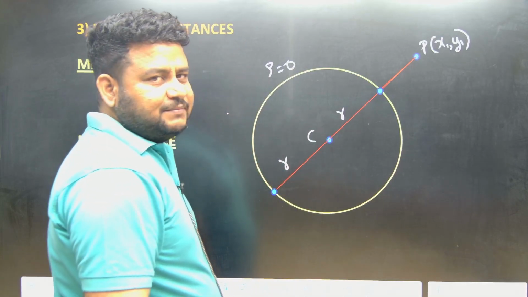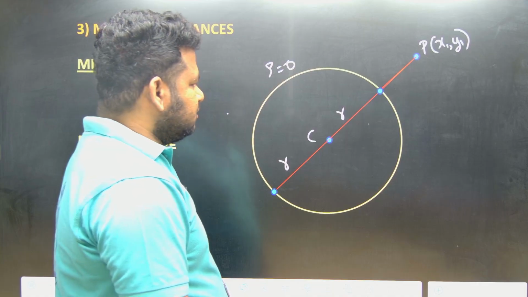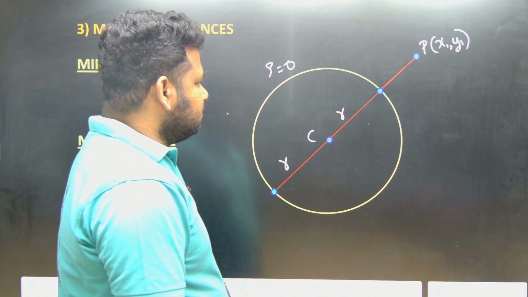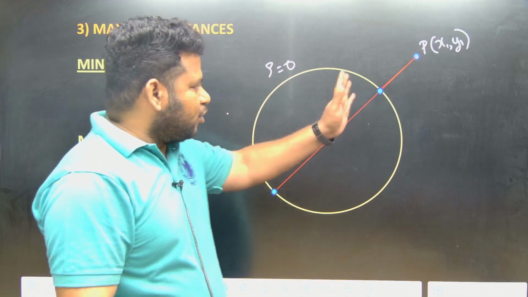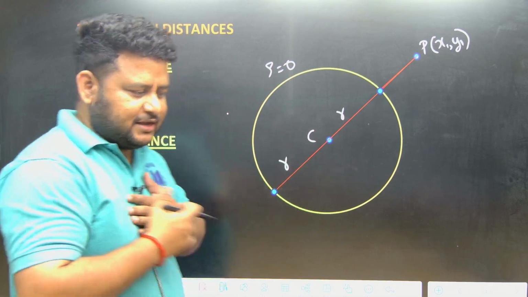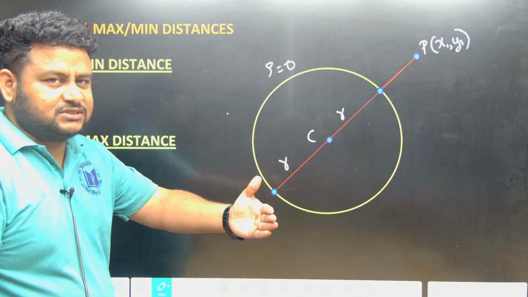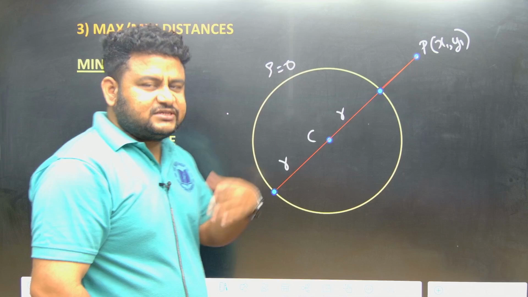Now if you want to find the minimum distance from point P(x1, y1), what will you do? The minimum distance is from the point to the circle, not to the center of the circle. They are talking about, if I am here and there is a circle, what is my minimum distance? That is where I am touching the circle. Or they may ask the maximum distance.